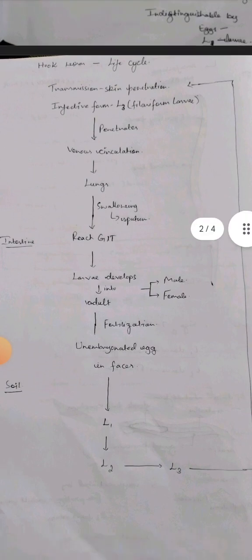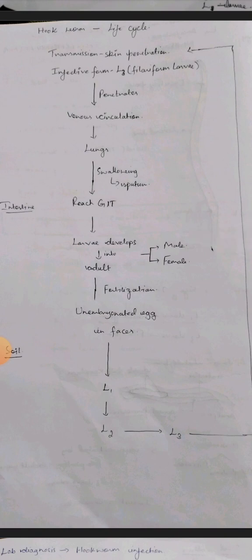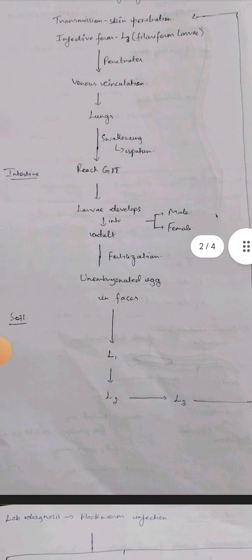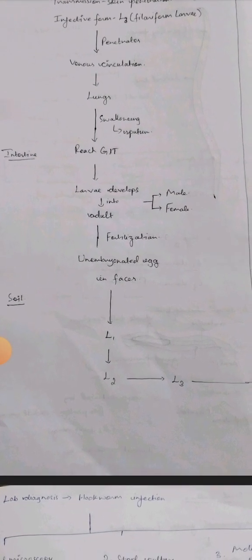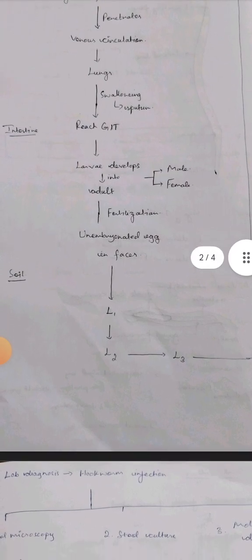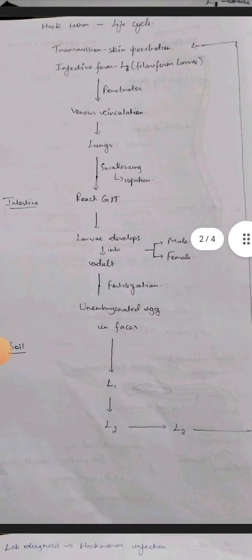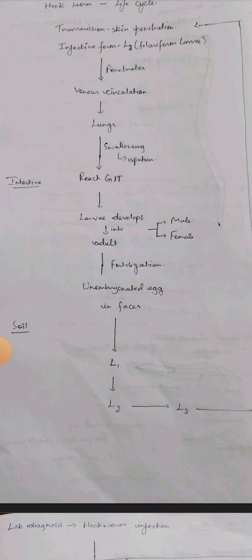Further, the larva develop into male and female adults, and there fertilization takes place, and there is formation of an embryonated egg, which is excreted in feces. In soil, the life cycle proceeds further, where the L1 larva stage develops into L2, further L3, and the life cycle repeats in the same way.